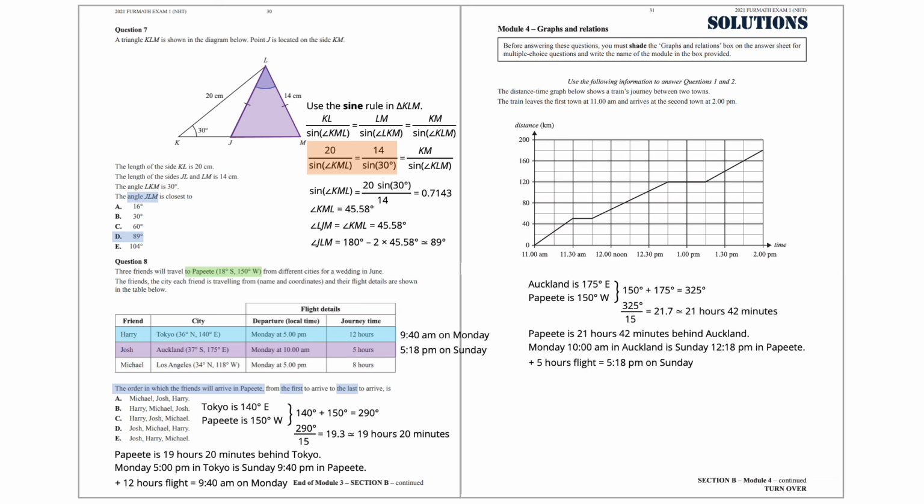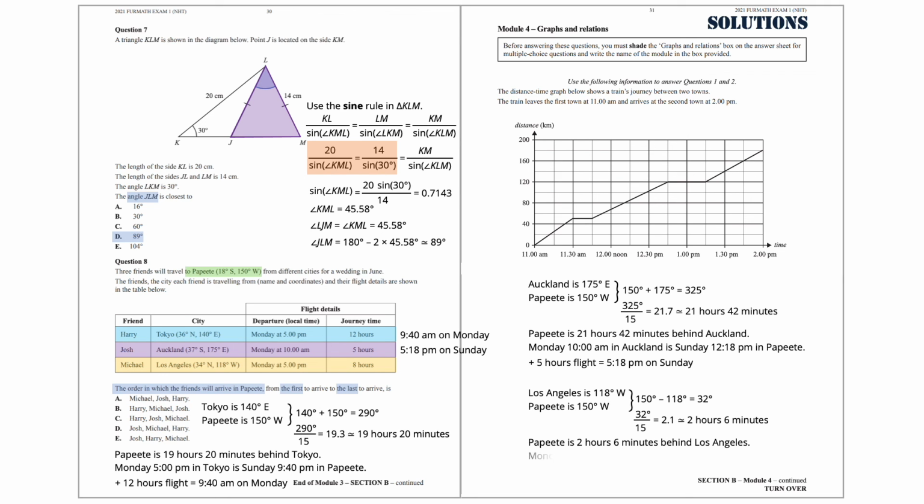Michael travels from Los Angeles on a longitude of 118 degrees west to Pepite. The difference between these two places is 150 degrees minus 118 degrees equals 32 degrees. We subtract the longitudes here because they are on the same side, they are both west. So 32 degrees divided by 15 equals approximately 2 hours and 6 minutes. So Pepite is 2 hours and 6 minutes behind Los Angeles.